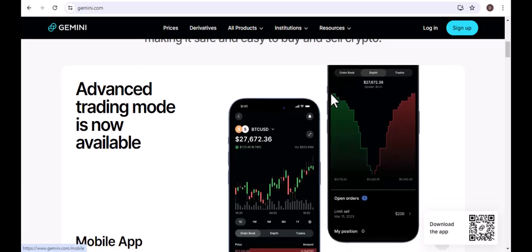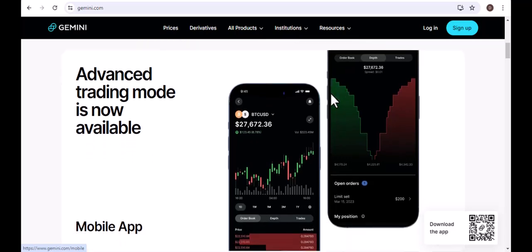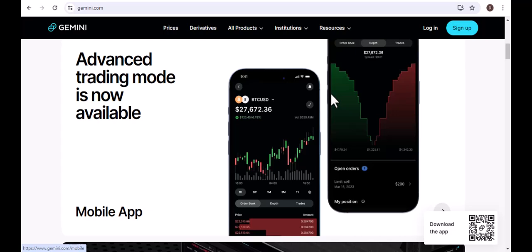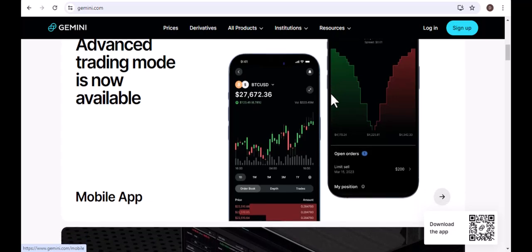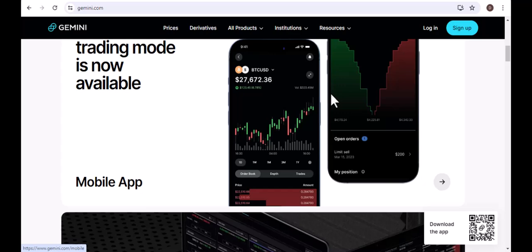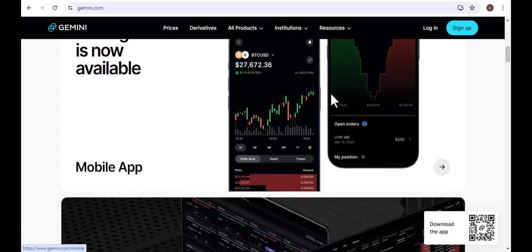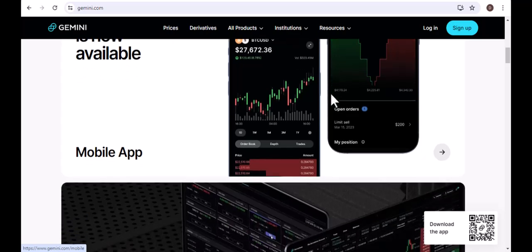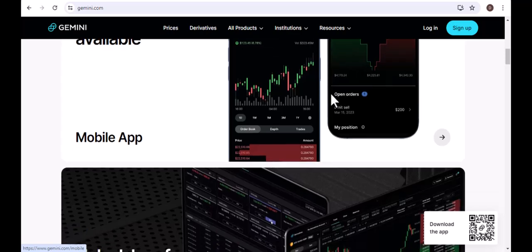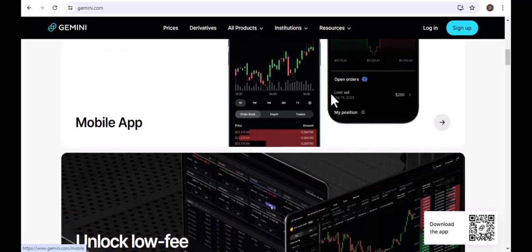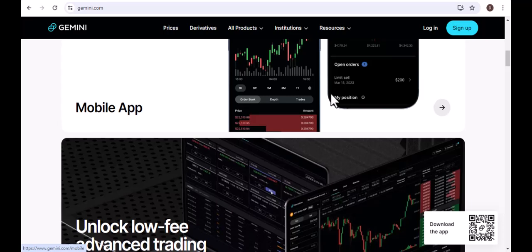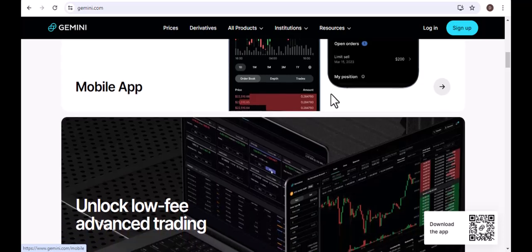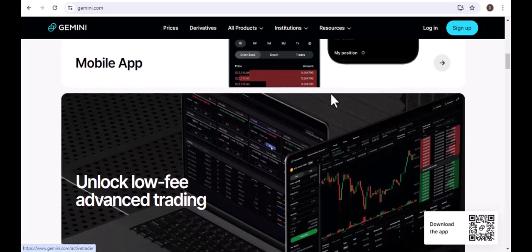With a limit order, you specify the maximum price you're willing to pay for a buy order, or the minimum price you're willing to accept for a sell order. If you want to buy Bitcoin at $60,000 when it's currently trading at $60,500, you'd place a limit buy order at $60,000. Your order will only be filled if the market price reaches $60,000 or lower.